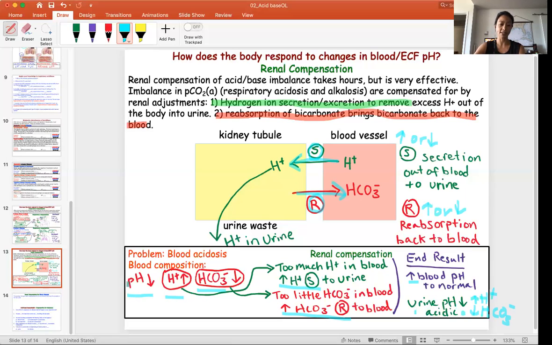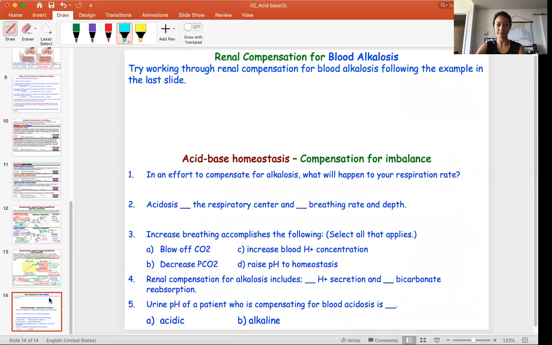I want you to practice doing that with blood alkalosis. So really think about blood alkalosis and practice drawing it out and thinking about the rate of hydrogen ion secretion and the rate of bicarbonate reabsorption. And I also have a few practice slides as well to help you practice.